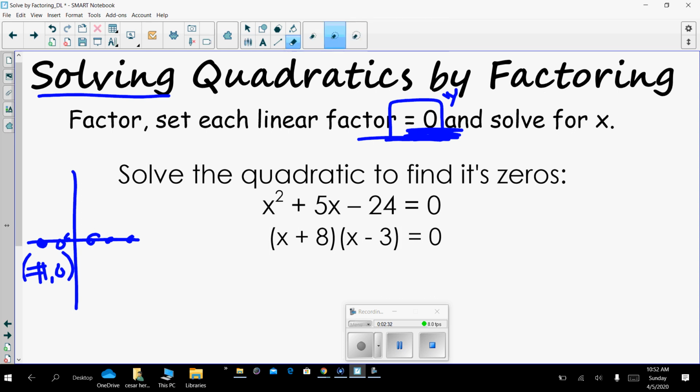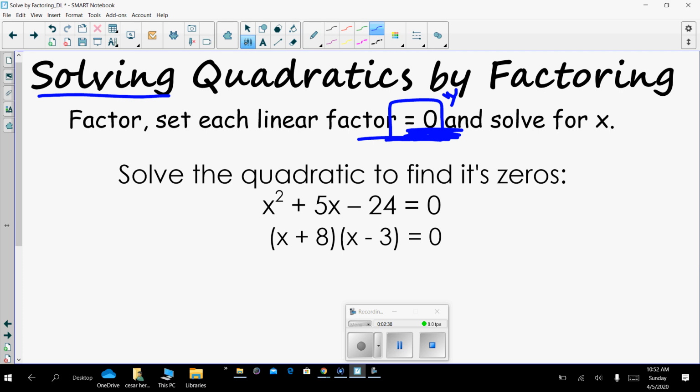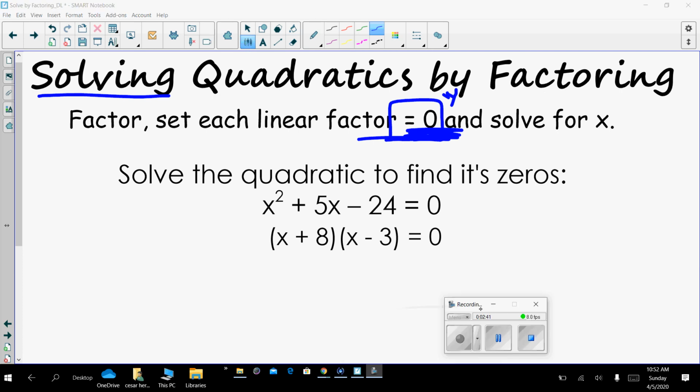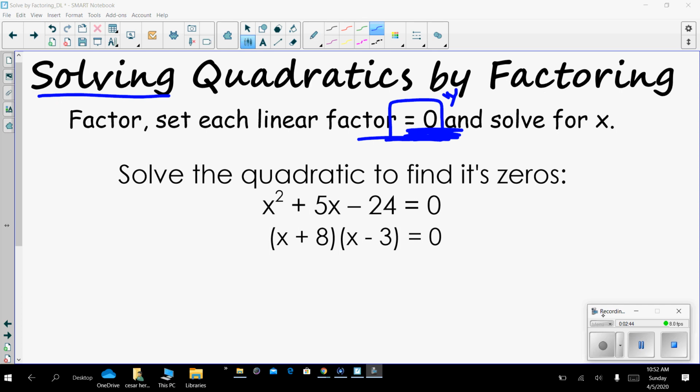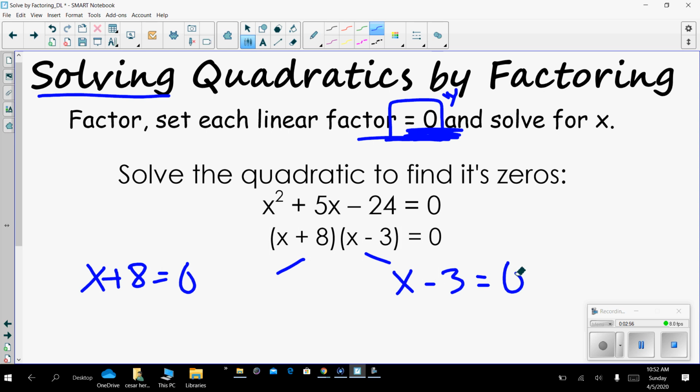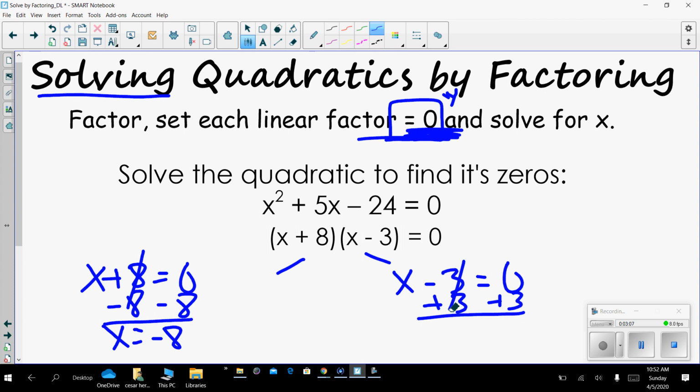Okay? With that said, now that we factored our warm-up, we have x plus 8 and x minus 3. In order to find our zeros, you grab each parentheses, so x plus 8 equals 0, and x minus 3 equals 0. Then when you solve for x, of course, we subtract 8 on this side, so x is equal to -8. And if we add 3 on this side, because remember it's opposite, then x is equal to 3. So your two zeros are -8 and 3.